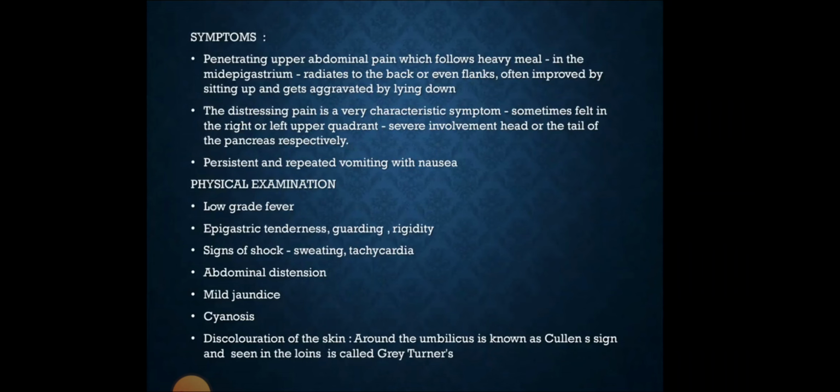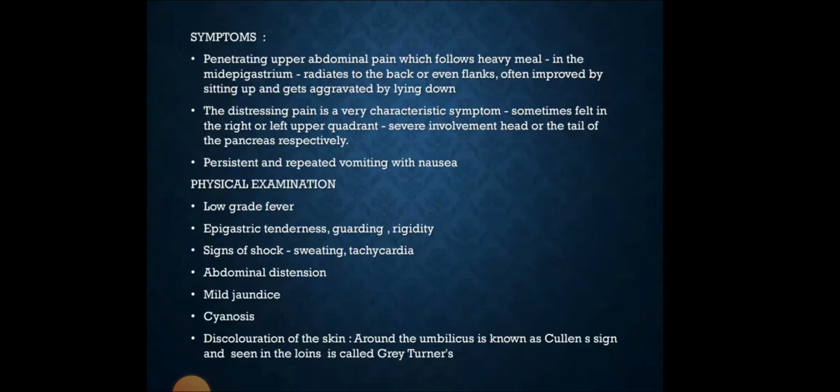Similarly, in hemorrhagic necrotic pancreatitis also there is pain, and that pain will be cramp in nature, and it will be excruciating in degree, and it will be distressing pain. And the pain can be felt in the right or left upper quadrant. That is, when there is severe involvement of the head, then it will be in the right quadrant, and when there is tail of the pancreas which is being more involved, then it will be in the left upper quadrant. That is based on the region which is being involved in the condition. The pain will be localized in that particular quadrant.